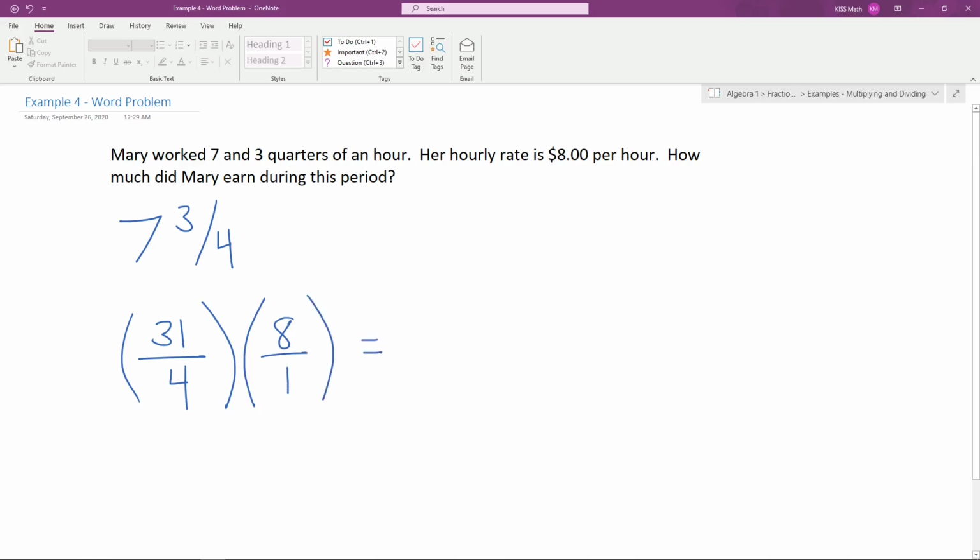And we see if we can simplify, which we can. 4 and 8 are both divisible by 4. So this becomes 1, and this will become 2. And then we get 31 times 2 is 62 over 1 times 1 is 1. So this is simply $62.